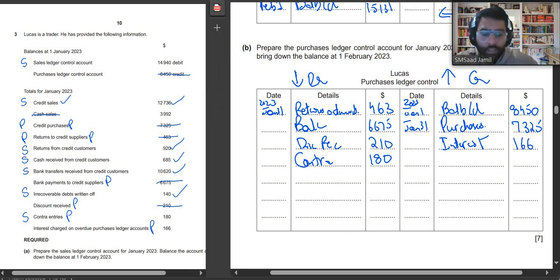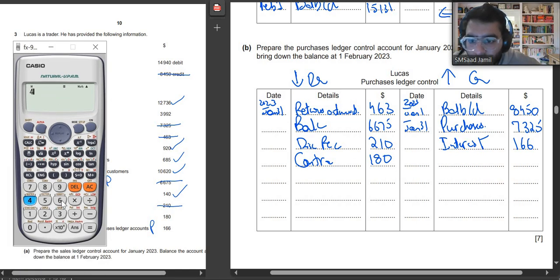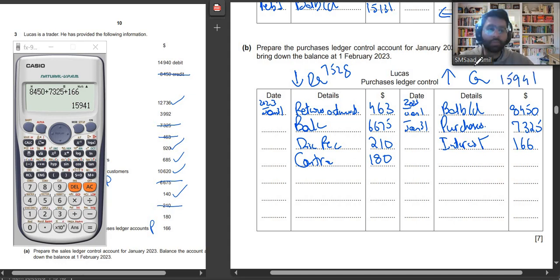166. Total both the sides now. Let me total it for you guys. 463 plus 6675 plus 210 plus 180. 7528. Total the credit side. 8450 plus 7325 plus 166. So this is 15941. Subtract both the sides now, okay?